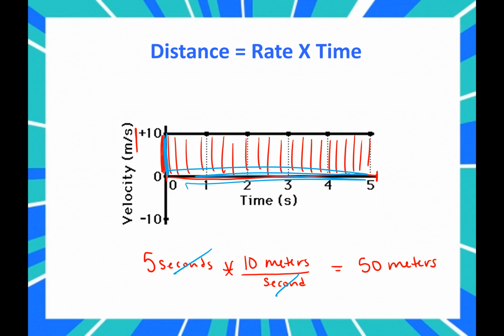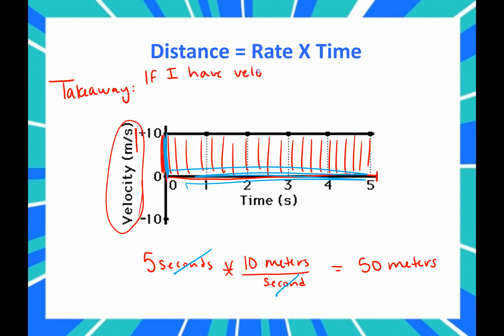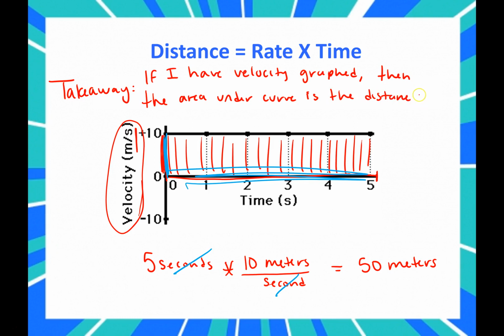Interesting. So what's our takeaway here? Our takeaway is that if I have the velocity function graphed, then the area under the curve is the distance traveled, or you can think of that as the change in position.